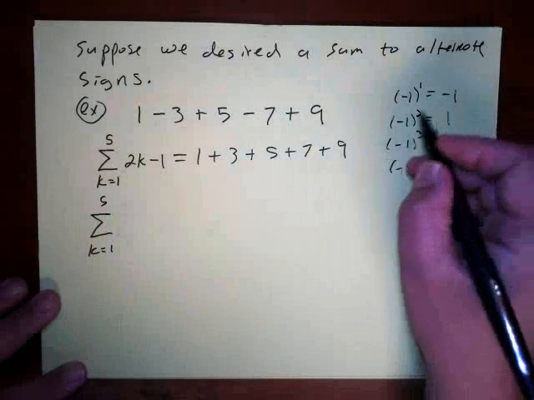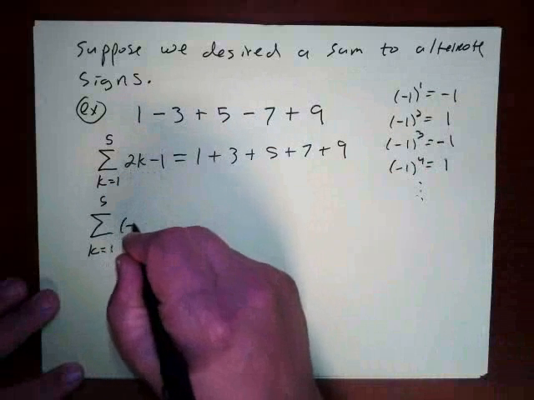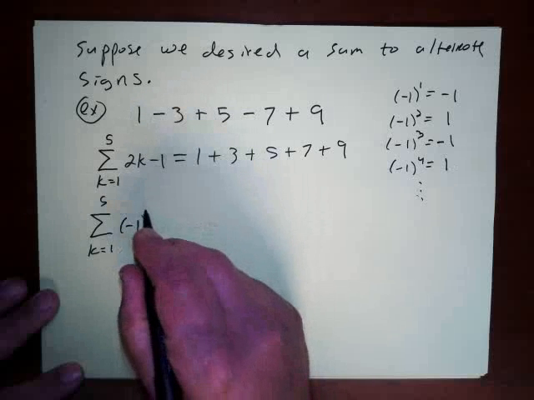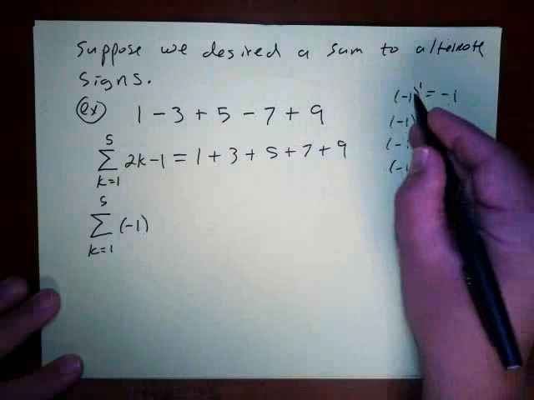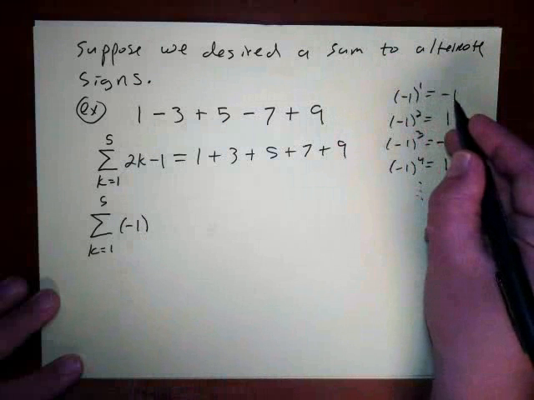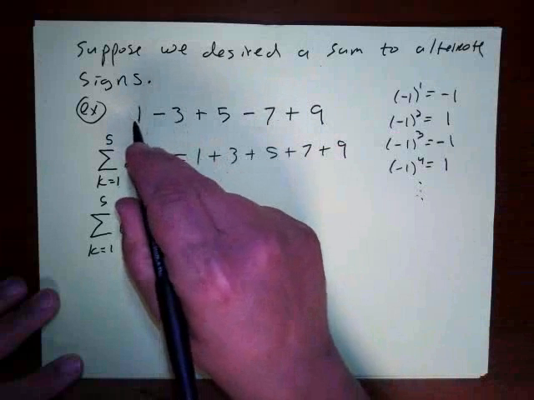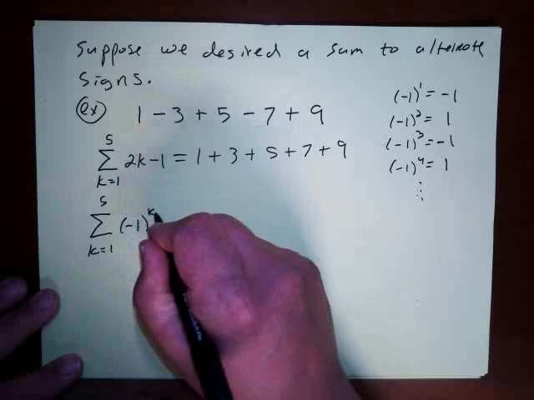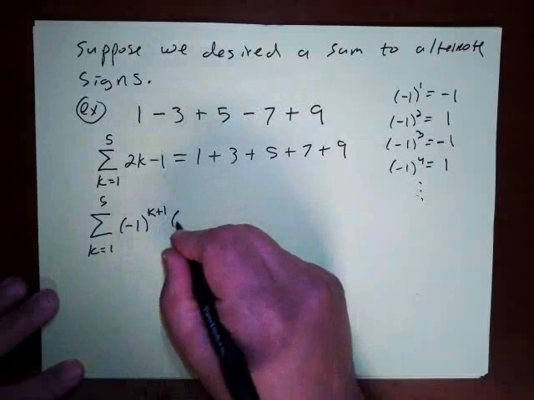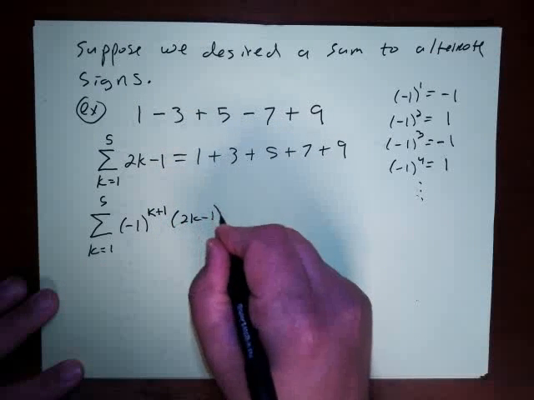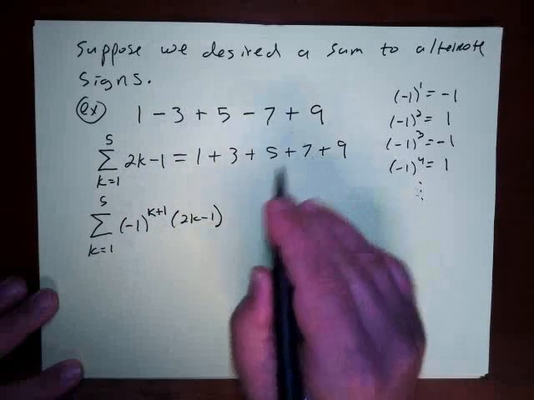Okay? Now, what that amounts to here is this. I'm going to add this alternating factor, this power of negative 1, to this expression. But now I'm not going to have my exponent be k, because when k is 1, negative 1 to the first is negative 1, but I want the first term to be positive. So what I'm going to do is k plus 1, like that. And so then I'll have the 2k minus 1. So this is giving me these terms. This is causing them to alternate.